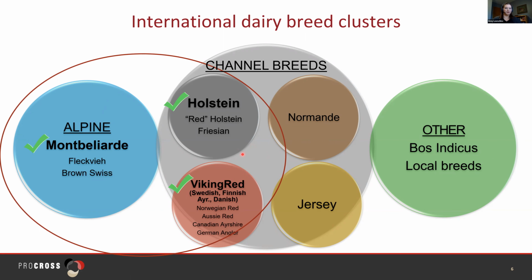And then, of course, I'll dwell on the three used in ProCROSS, the Montbelliard, and contrast them with the other Alpines. I'll talk some about differences in Holsteins, and then we'll spend some time talking about the variety of red breeds that we have here. Plus, I'll make a few more remarks about Normandy and Jersey as we go on.